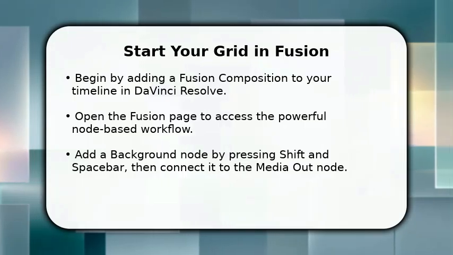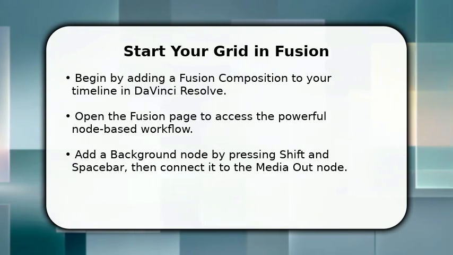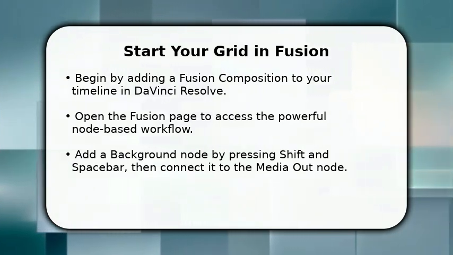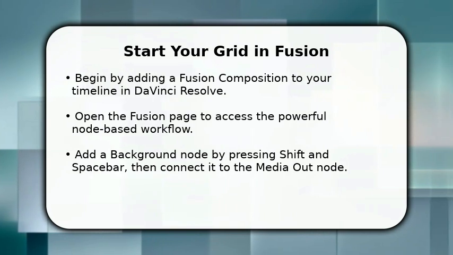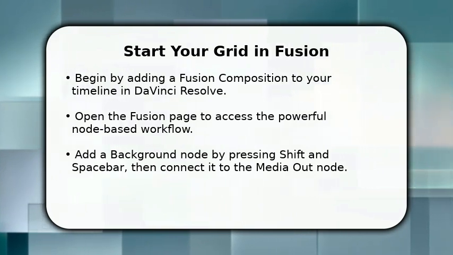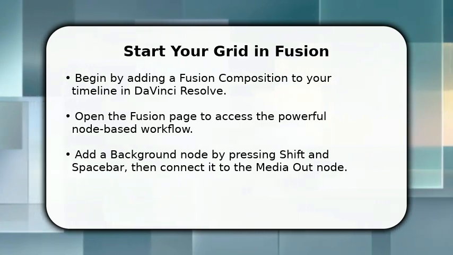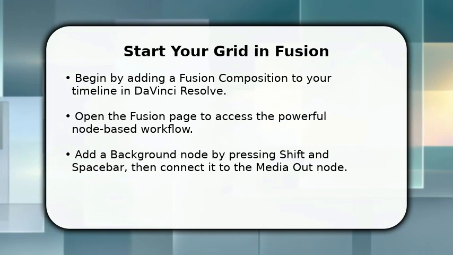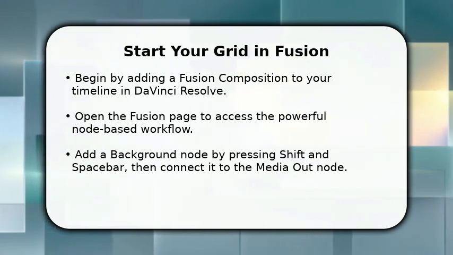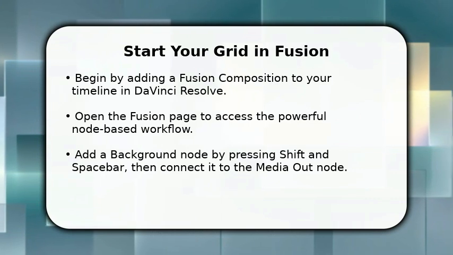In this video, I will explain how to make a grid motion background in DaVinci Resolve. First, navigate to the Edit page and drag a Fusion composition onto your timeline. Next, open the Fusion page. Here, you will add a background node, connecting its output to the Media Out node. Crucially, set the background node's alpha value to 0.